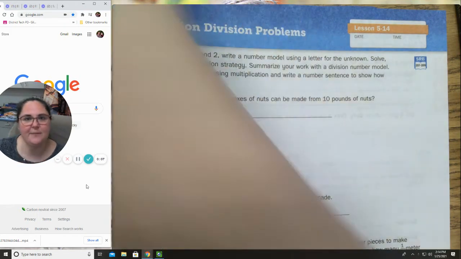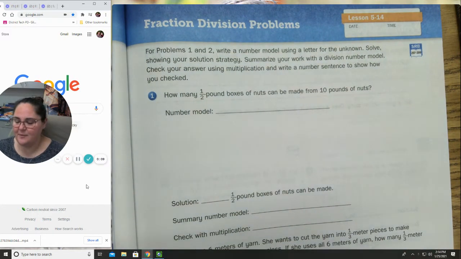Today we're going to be working on a little bit more with fraction division problems. I showed you a couple of tricks in lesson 513, and a couple of ways to do dividing fractions. So we're going to work with more of the fraction division today. We're going to start with some story problems.